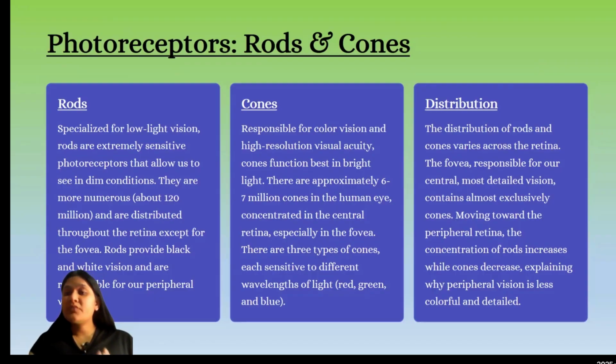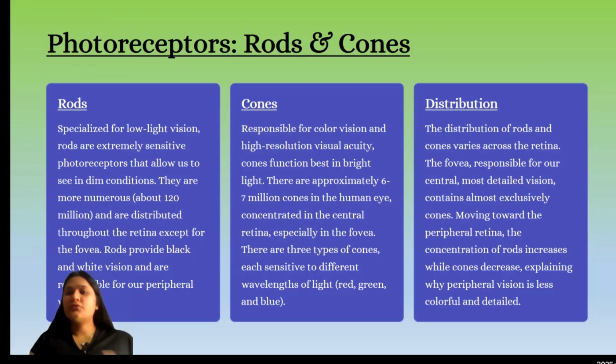Cones basically provide you color vision, with high resolution and visual acuity. Cone cells work in bright light, and there are approximately 6 to 7 million in the central part of the retina, and fewer in the periphery. There are three types of cones that are sensitive to different wavelengths of light: red, green, and blue. Got it? This is to have proper color vision.